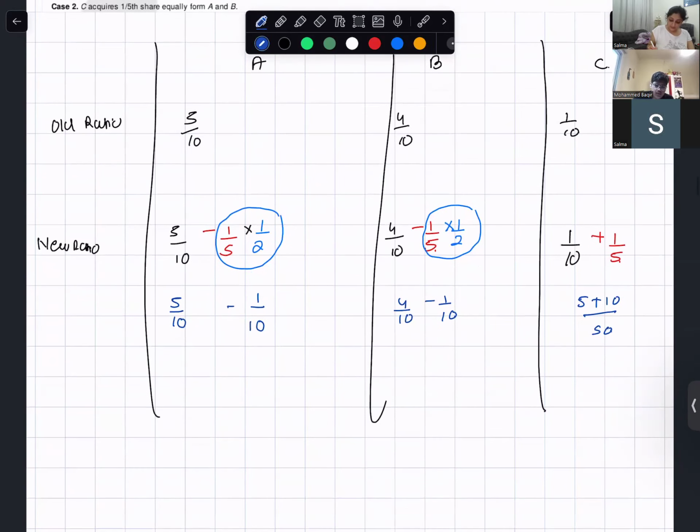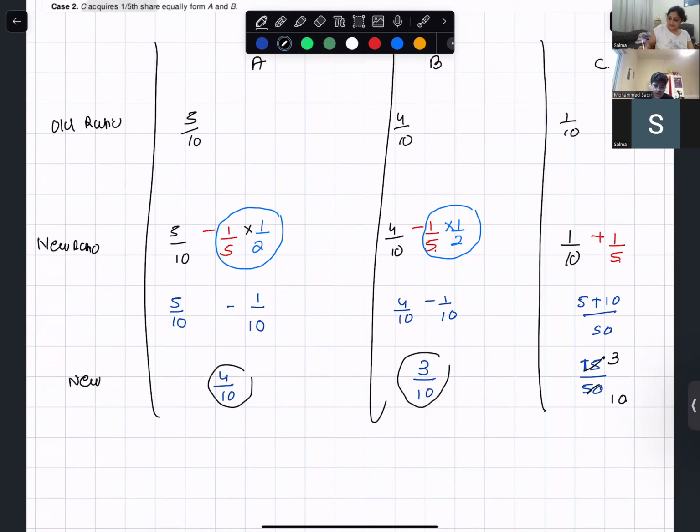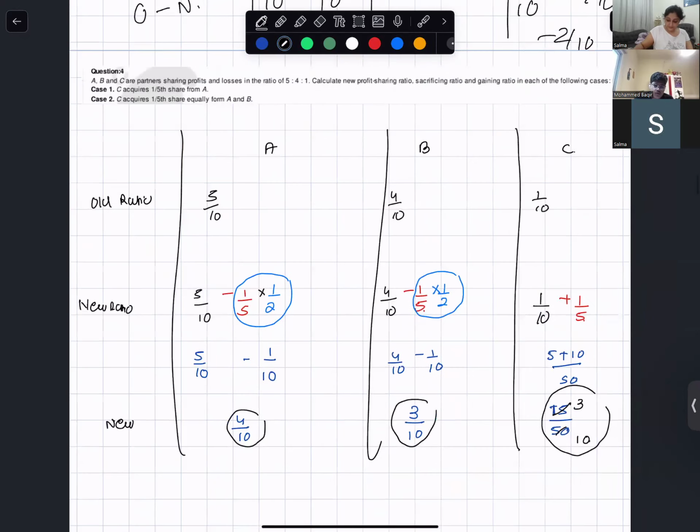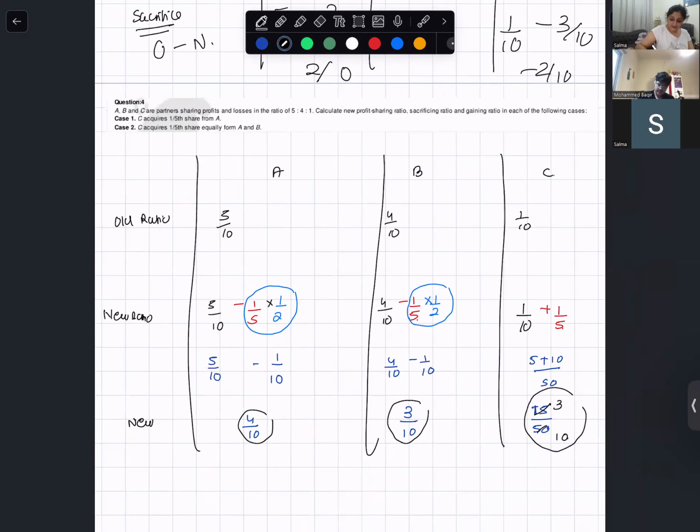So the new ratio will be how much? This will be 4 by 10, this will be 3 by 10, and this will be 15 by 50. But I want the base to be 10 because of the common base. So 5 threes are 15 and 5 tens are 50. So the new ratio is 4 by 10, 3 by 10, and 3 by 10. Check this out first. This calculation is important.